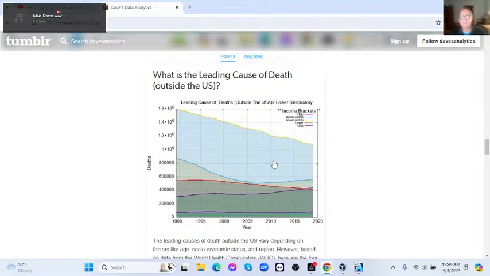Okay. And so there you have it, folks. This is a data visualization plot. Again, it's all about GNU.